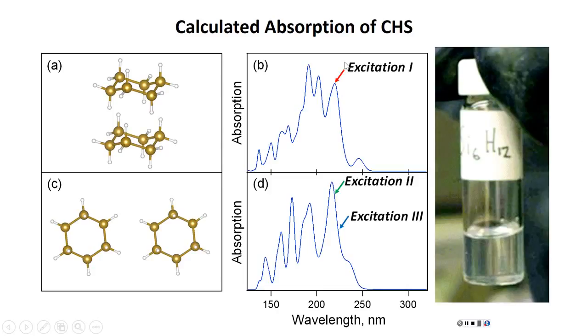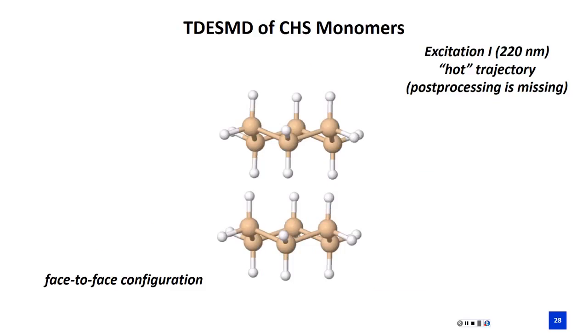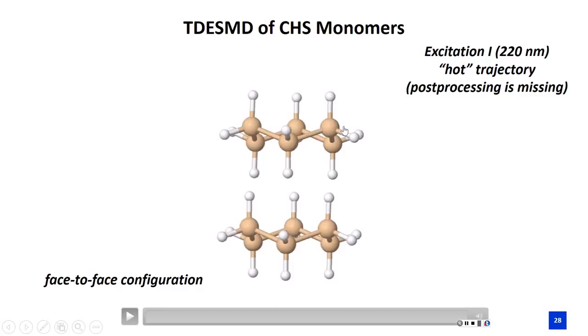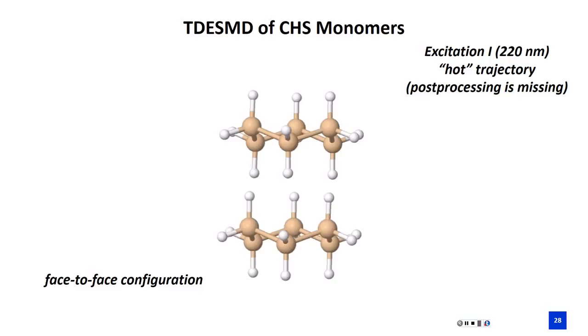And from the absorption spectrum, we can find 3 specific transitions, and these transitions are used in TDSMD calculations. So here I show the trajectory of TDSMD calculations based on the face-to-face configuration. This is the unprocessed trajectories, which means the intermediates are still hot.